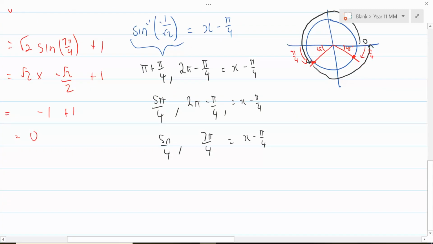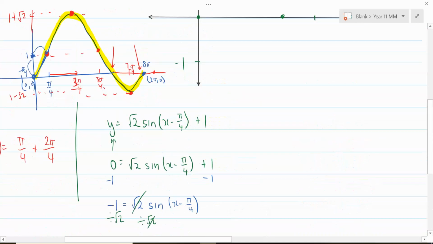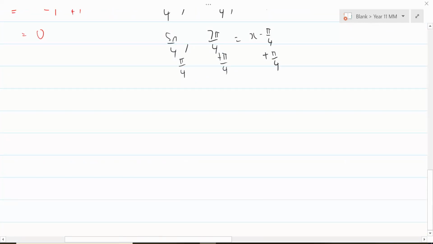Okay, so by adding pi on 4 on both sides, I'm going to shift the graph by pi on 4, because we said move the graph to the right. That's why we said at the start it moves to the right by pi on 4. Then now I'm going to move all these coordinates. 5 pi on 4 now becomes 6 pi on 4. And this now becomes 8 pi on 4.